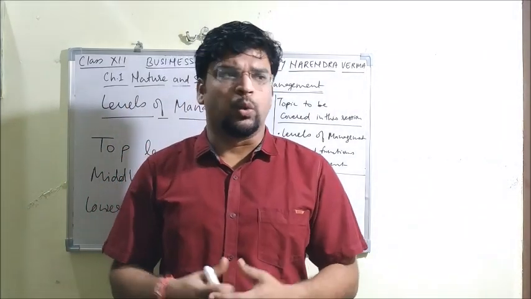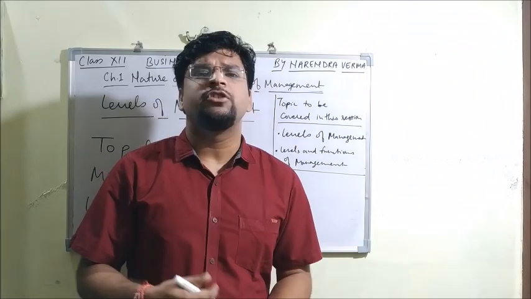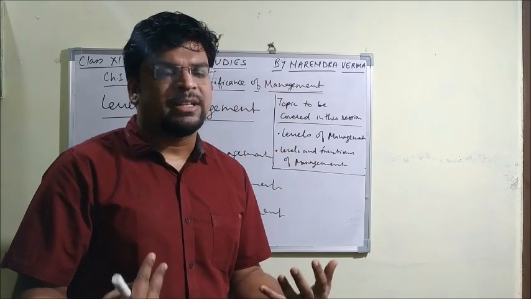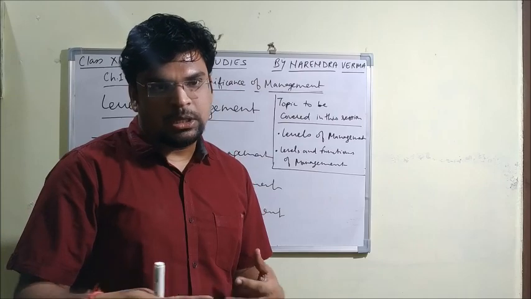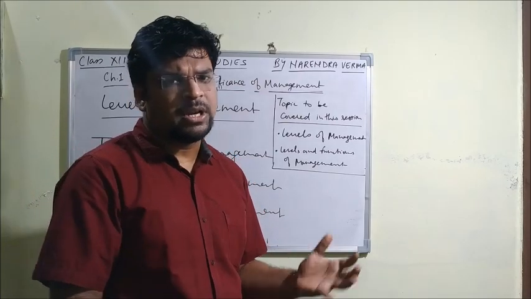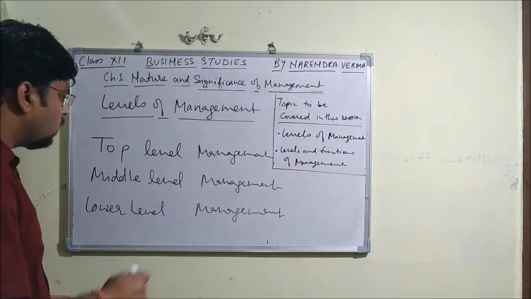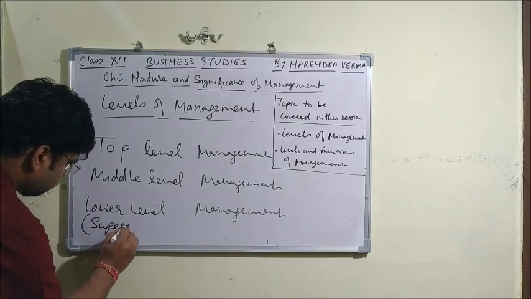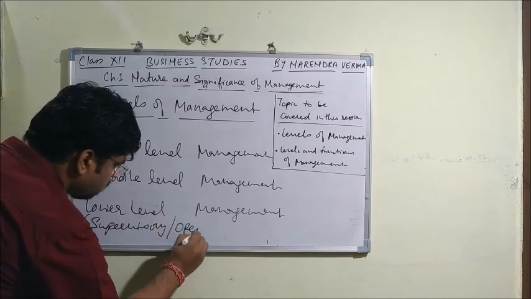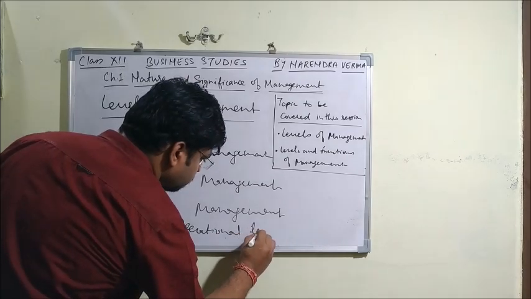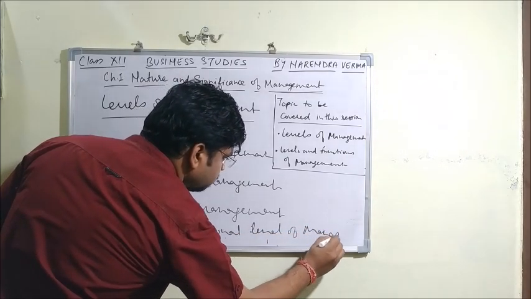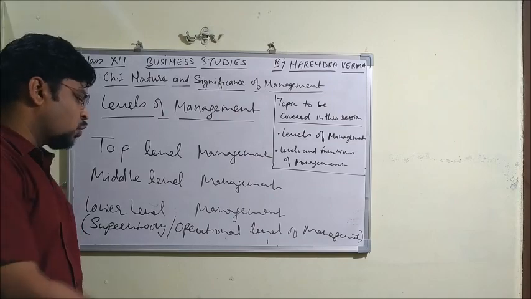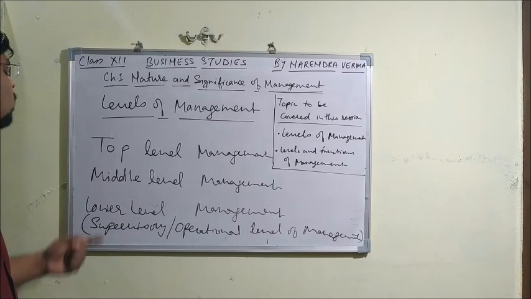Now we need to understand how these three levels of management work in an organization and what specific functions they need to perform, what authority and responsibility these people bear, and what positions come under each level of management. One important thing I would like to highlight here: the lower level management is also known as the supervisory or operational level of management. So if a question mentions the supervisory level or operational level of management, you need to understand they are talking about the lower level of management.